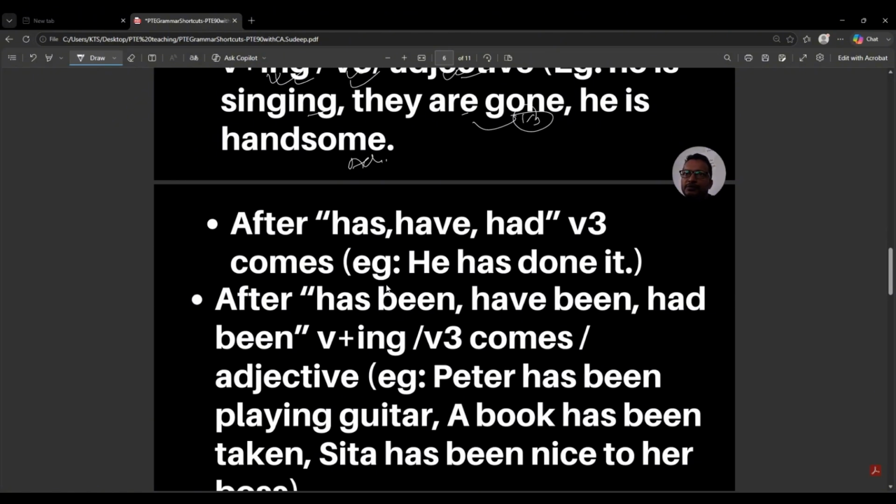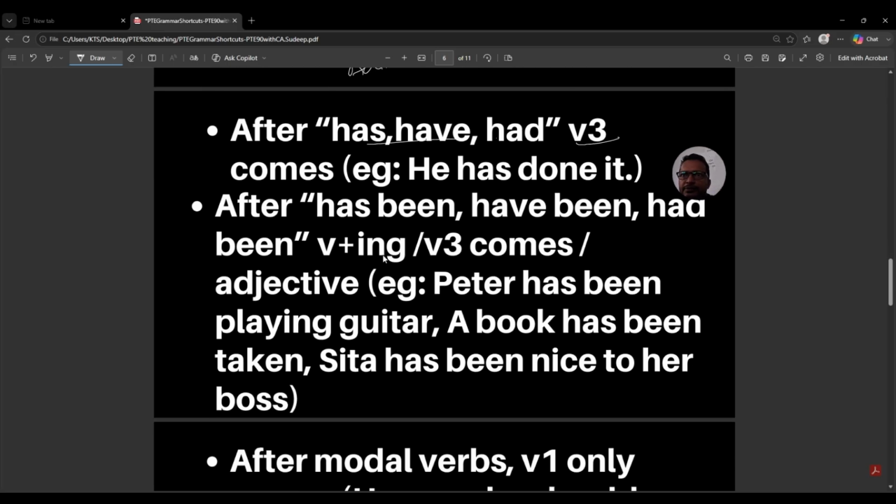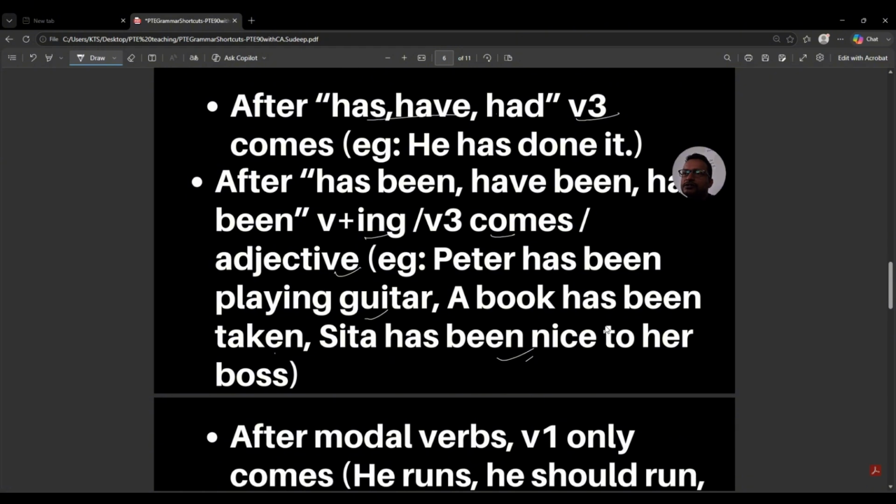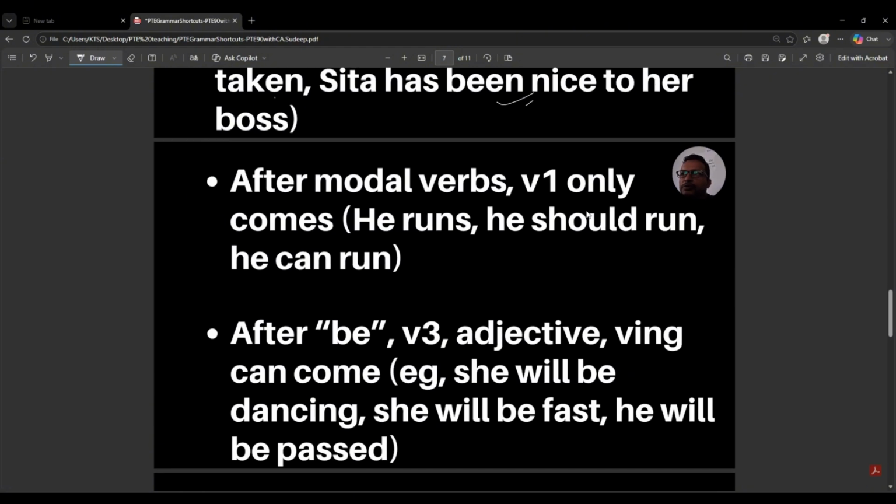After has, have, had plus V3 will come, right? He has done. Depending on the context, then you will use it. And then after has been, have been, had been, either V-ing, V3, or an adjective will come. For example, Peter has been playing guitar, a book has been taken, Sita has been nice to her boss, something like that, right?